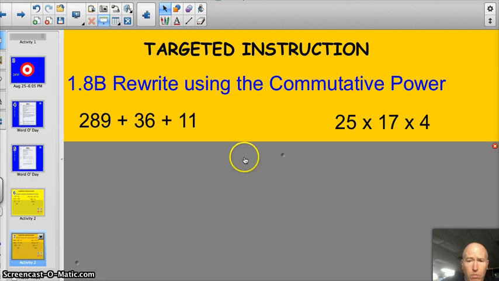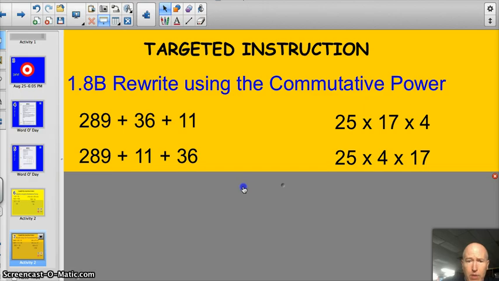Okay, well, there may be other ways you can rewrite them, but I thought the smart thing to do would be to move the 11 close to the 289 because these are compatible. That would make 300. Over here, I would want to move the 4 next to the 25 because 25 times 4 would be 100. So there are other ways as long as you kept the same three numbers and you moved them around. That's the commutative property.